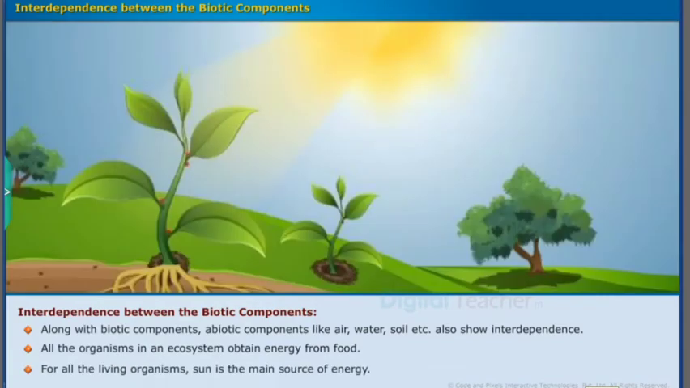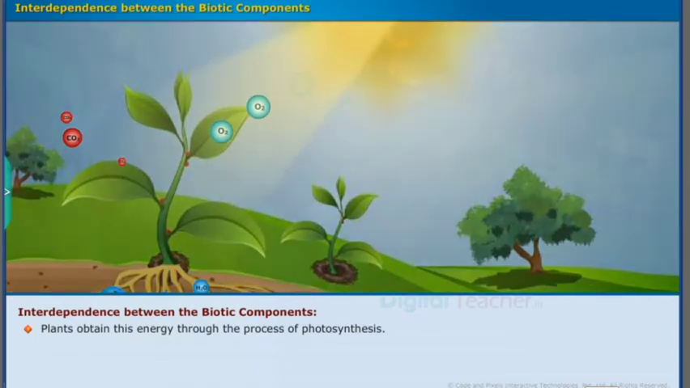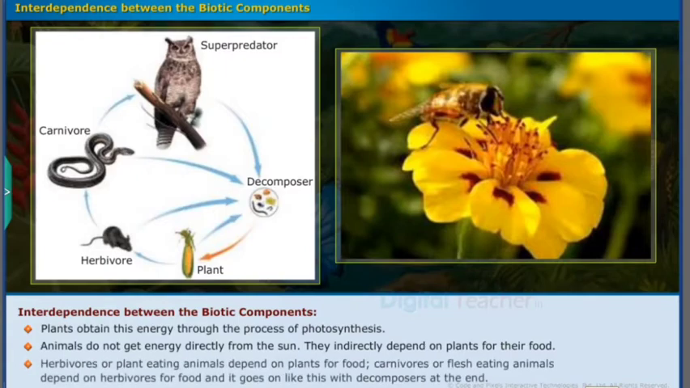All the organisms in an ecosystem obtain energy from food. For all the living organisms, the sun is the main source of energy. Plants obtain this energy through the process of photosynthesis. Animals do not get energy directly from the sun. They indirectly depend on plants for their food.